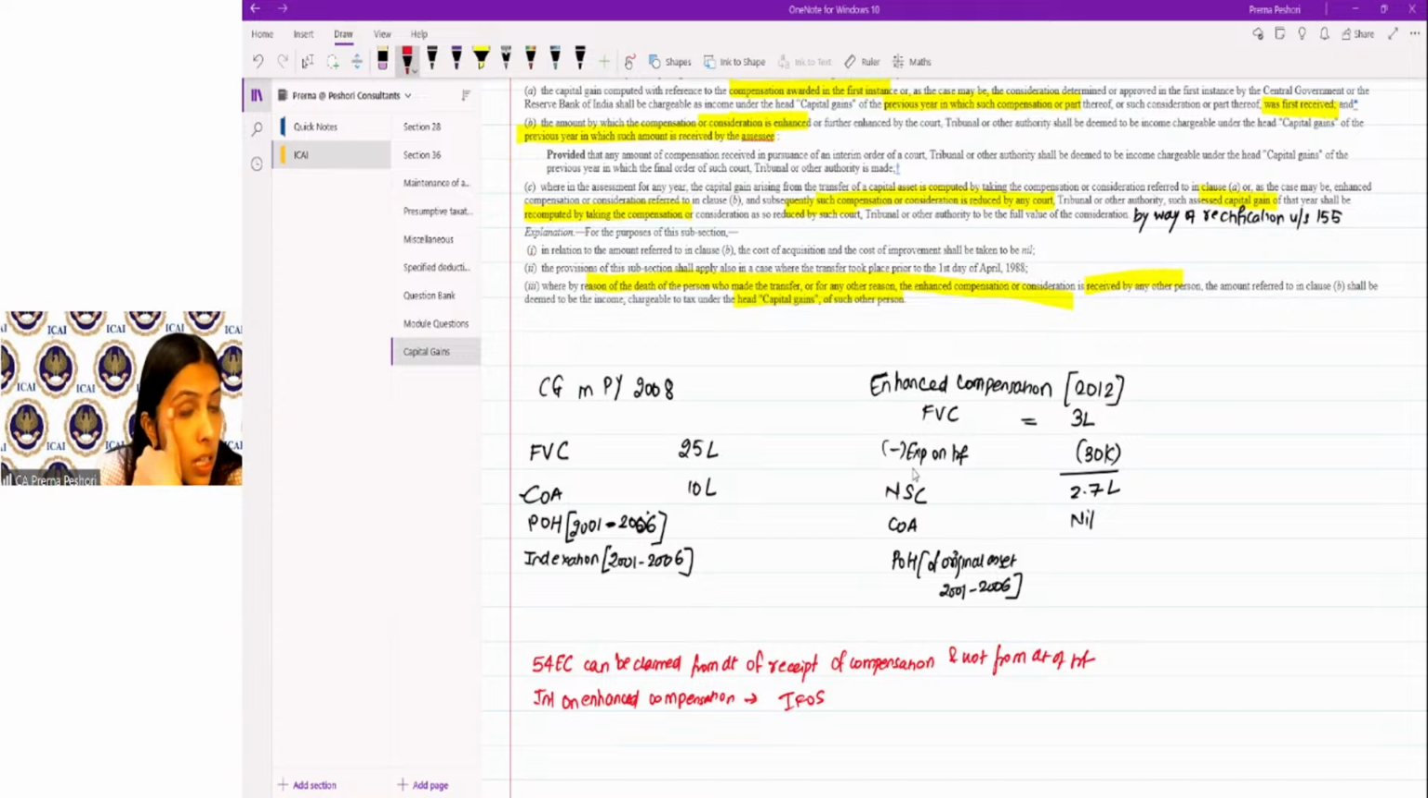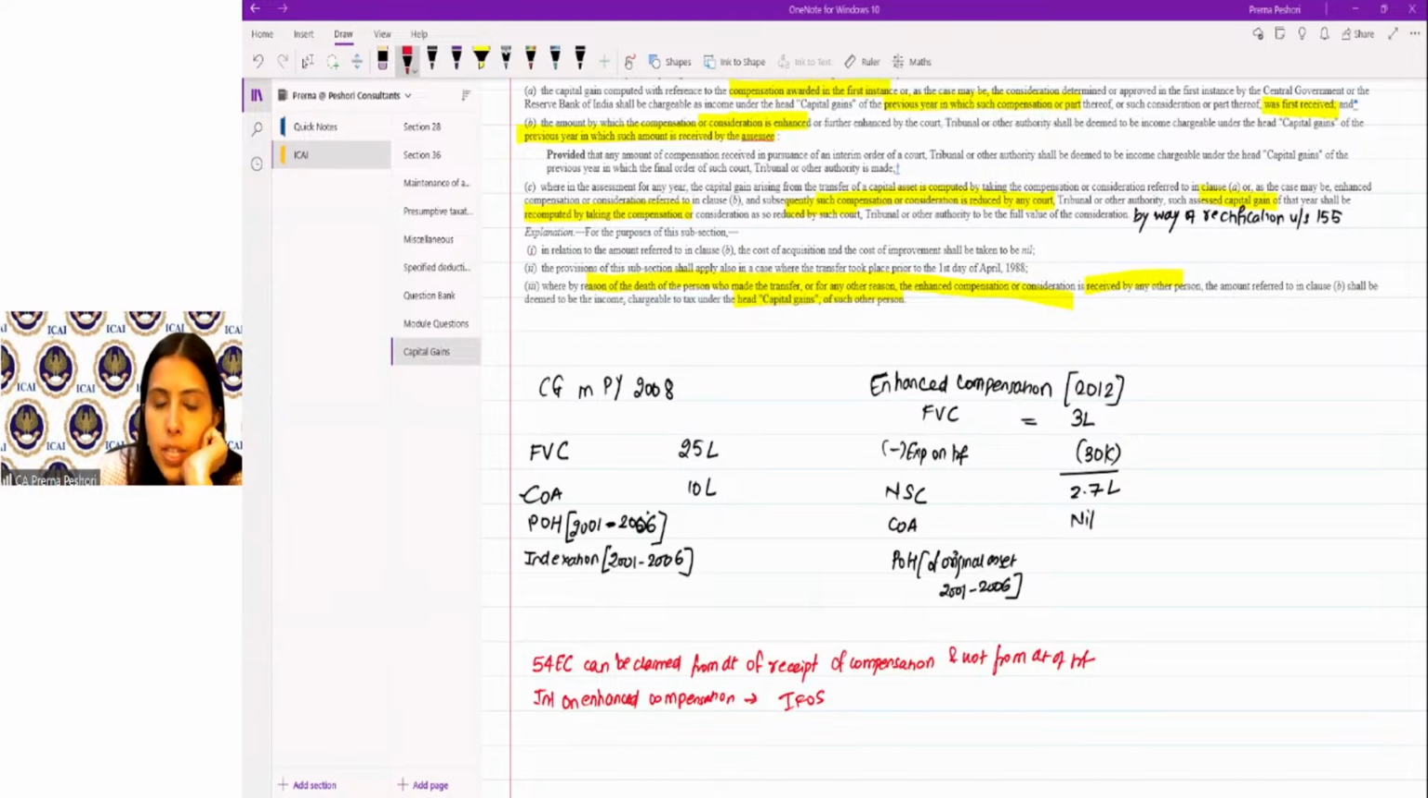Now there is one judgment in this particular context. In the case of Balakrishnan, this is a Supreme Court judgment, which is with regard to the receipt of higher compensation after the notification of compulsory acquisition. So the question before the Supreme Court was whether the receipt of the higher compensation after the notification of compulsory acquisition will change the character of a transaction into a voluntary sale.